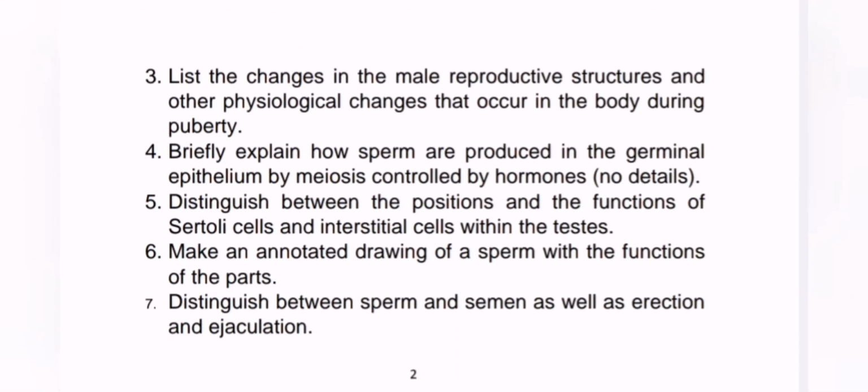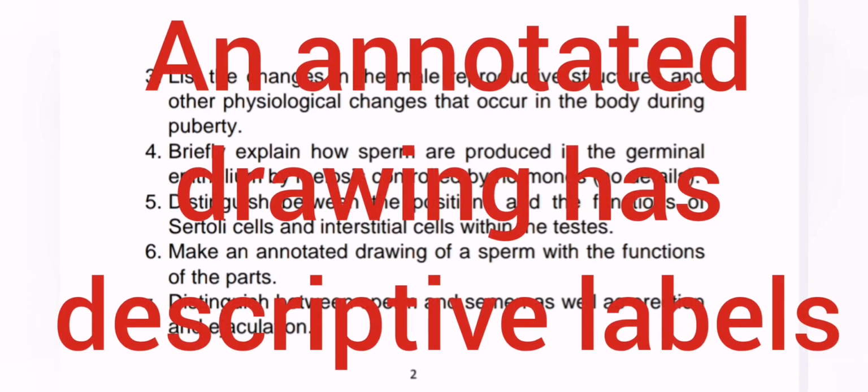You're also expected, and this is number 6, to be able to make an annotated drawing of a sperm to show its functions and its other parts. Now, in case you forgot, we learned about it in grade 10 and 11. An annotated drawing is when you make a drawing, but most of the marks go for the labels around. So the labels shouldn't just be one-word labels. It should be descriptive labels.